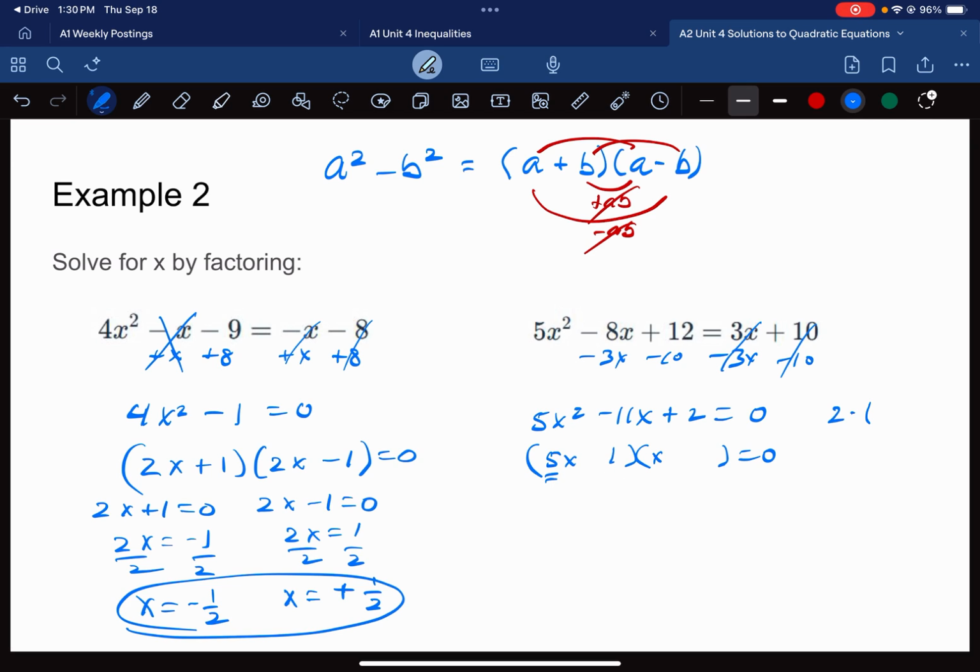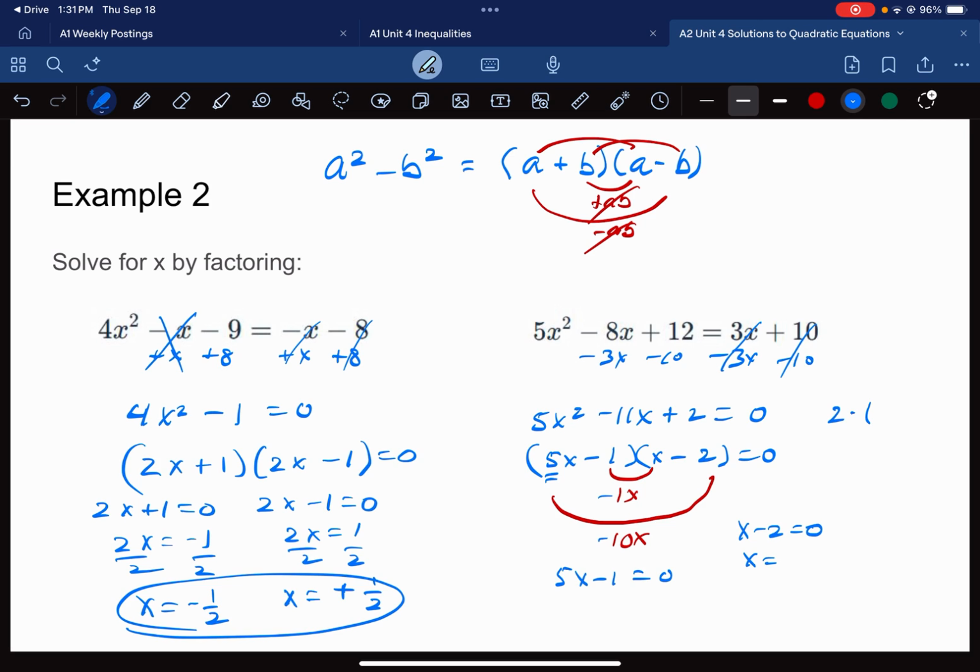If I put the 1 here and the 2 here, look at my middle pairings. 1 times x is 1x. 5x times 2 is 10x, and that's how I get the 11. I need a negative 11, though, so both of these have to be negative to produce the negative 11. All right, so now I'm going to set each of those equal to 0. 5x minus 1 equals 0, and x minus 2 equals 0.